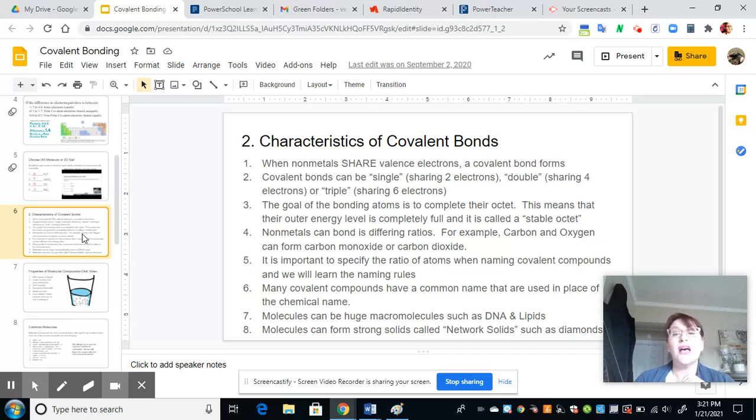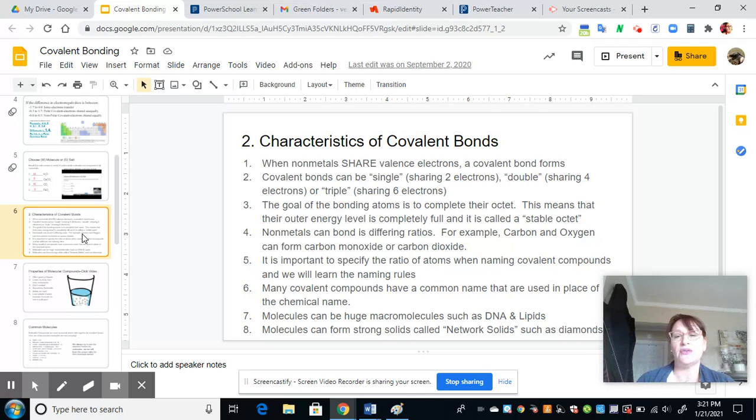Number 4, nonmetals can bond in differing ratios. And unlike metals and nonmetals that bond, where we do the crisscross, nonmetals bonding can do it in a lot of different ways because they're sharing these electrons, and there's a lot of ways that they can do that. So if I take carbon and oxygen, they can bond in a 1-to-1 ratio, CO, and make carbon monoxide, or they could bond in a 1-to-2 ratio, CO2, and make carbon dioxide.